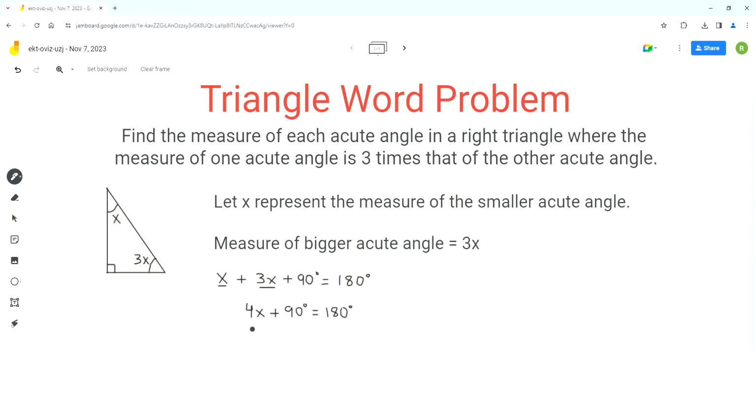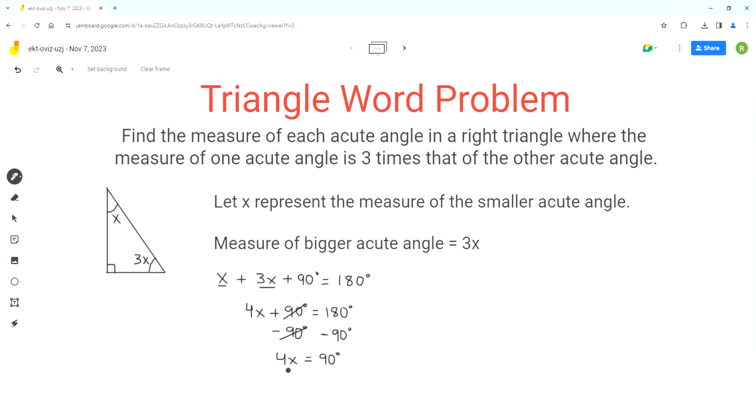Now we can isolate the x term on the left side by subtracting 90 degrees from both sides. So the 90 degrees on the left side cancel each other out. So we get 4x equals, so 180 minus 90 degrees is equal to 90 degrees.